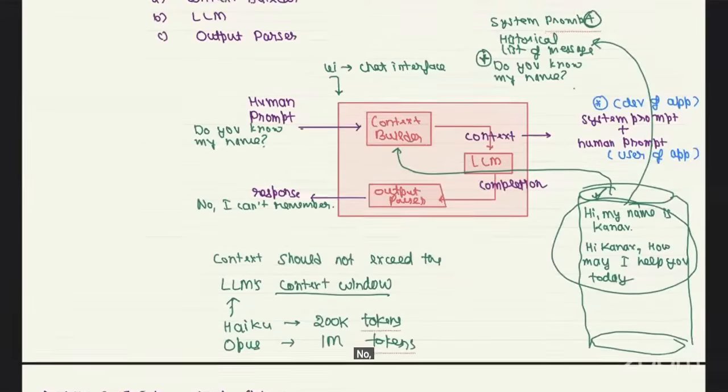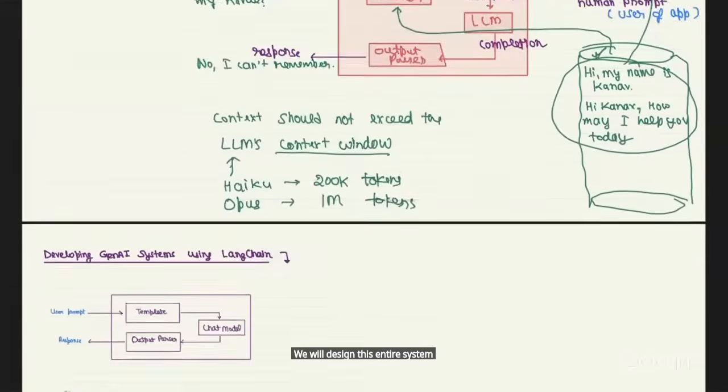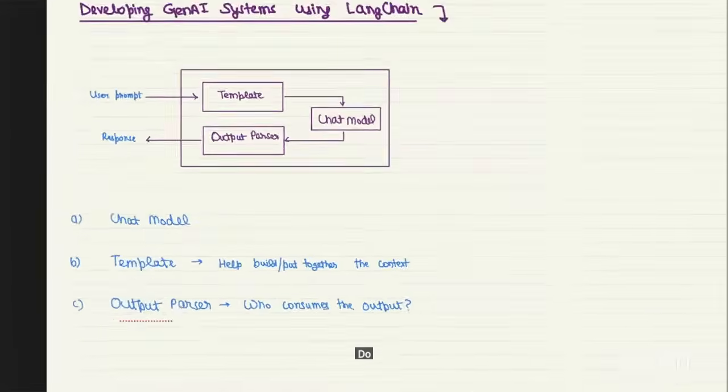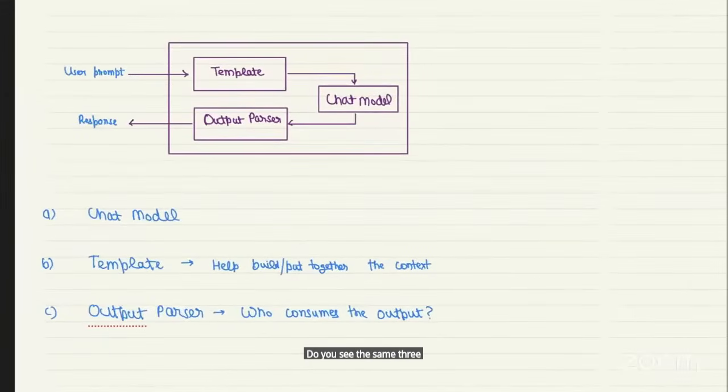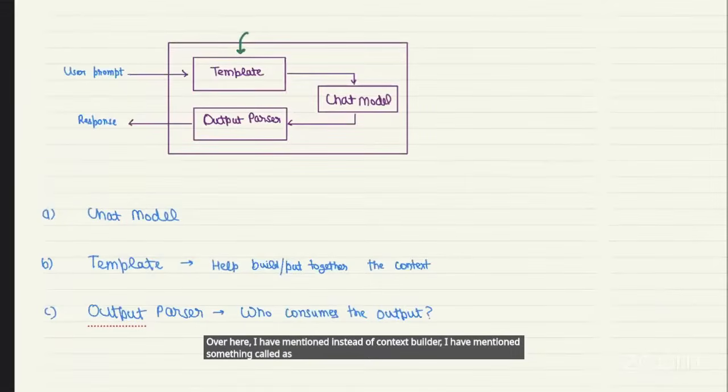Now, we will design this entire system using something called LangChain. Do you see the same three components on the screen within your application? Over here, instead of context builder, I have mentioned something called template.